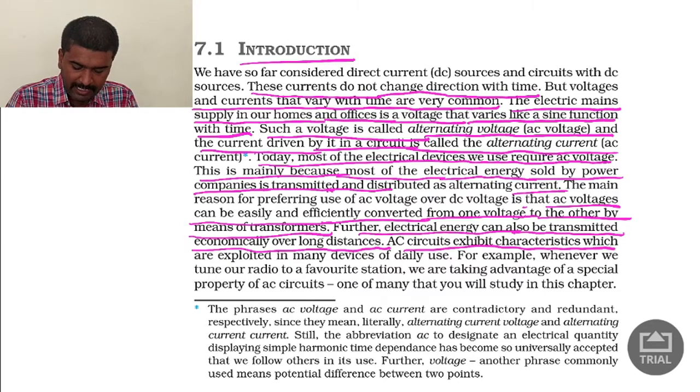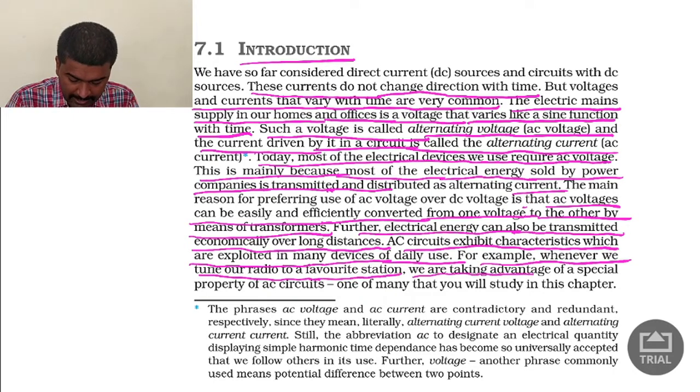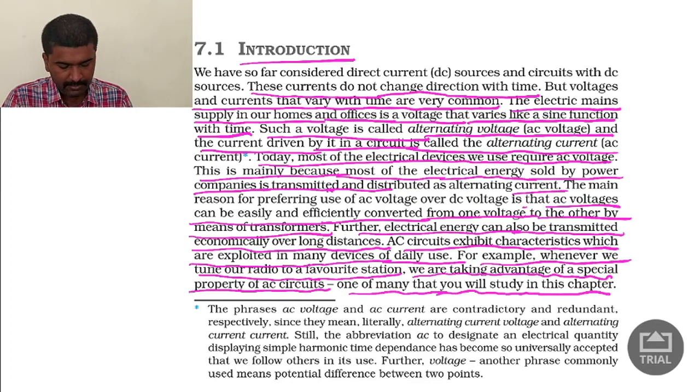So AC circuits exhibit characteristics which are exploited in many devices of daily use. For example, whenever we tune our radio to a favorite station, we are taking advantage of a special property of AC circuits, one of many that you will study in this chapter.